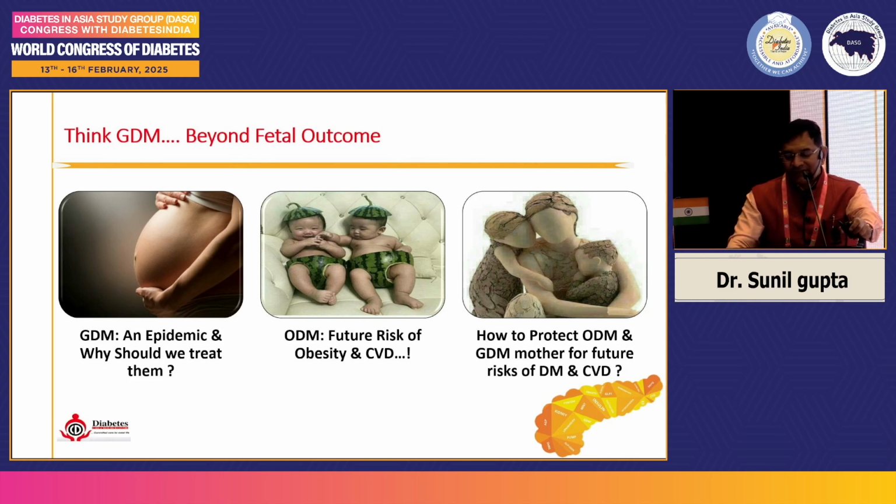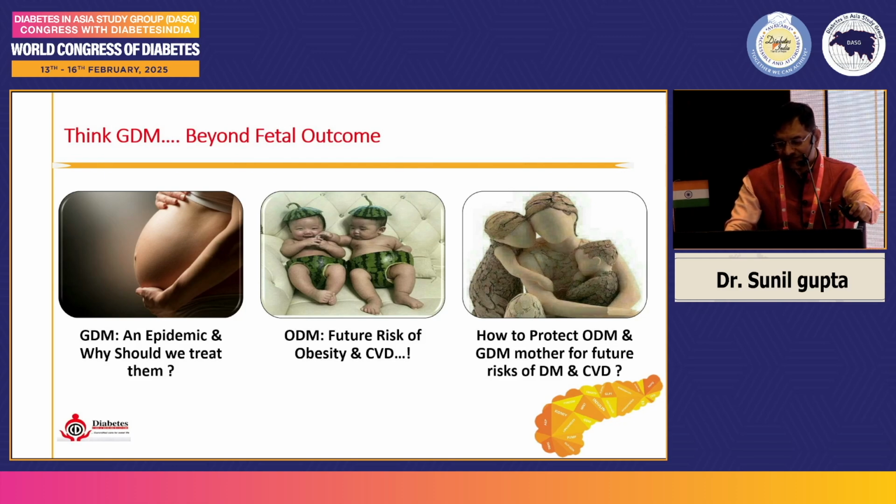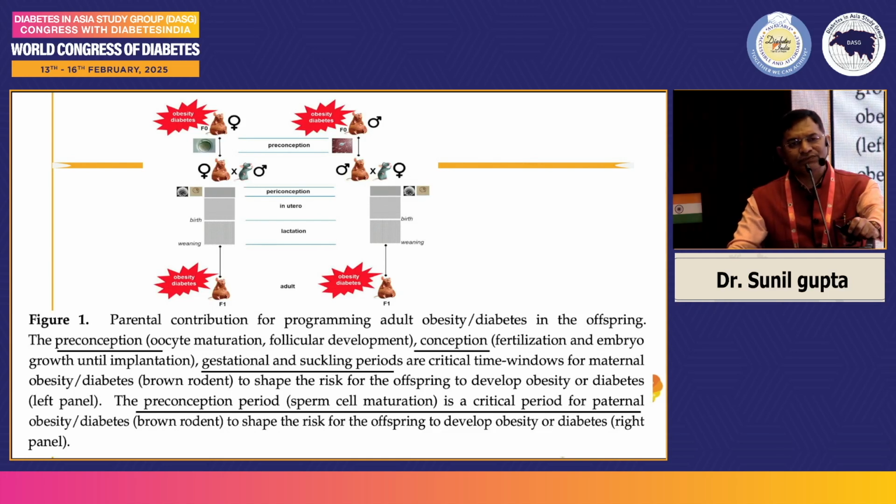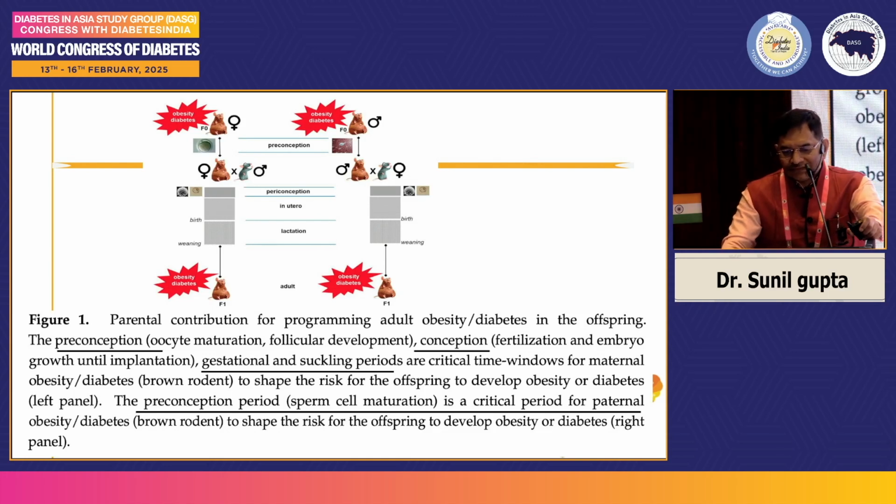So it's an epidemic, and these offspring of diabetic mothers are also likely to develop diabetes, and these women are likely to develop diabetes and future cardiovascular disease risk. This is very important, a new thing which I wanted to share with you. There is a parental contribution of programming adult obesity or diabetes in the offspring that starts pre-conception. So pre-conception, you have oocyte maturation, follicular development. During conception, that is fertilization and embryo growth, and gestational suckling, that is lactation. These are the critical windows of maternal obesity and diabetes.